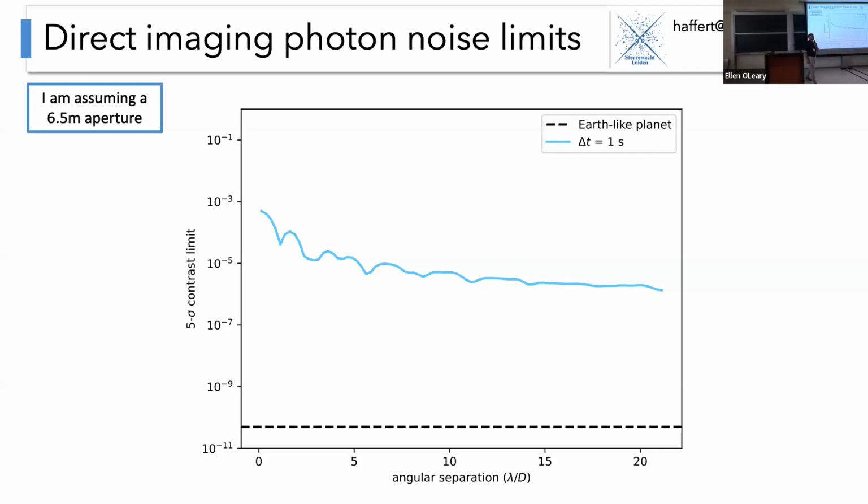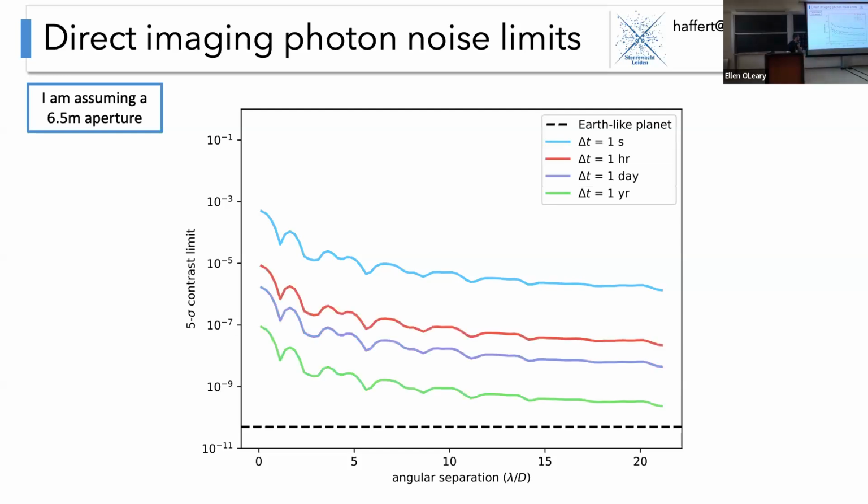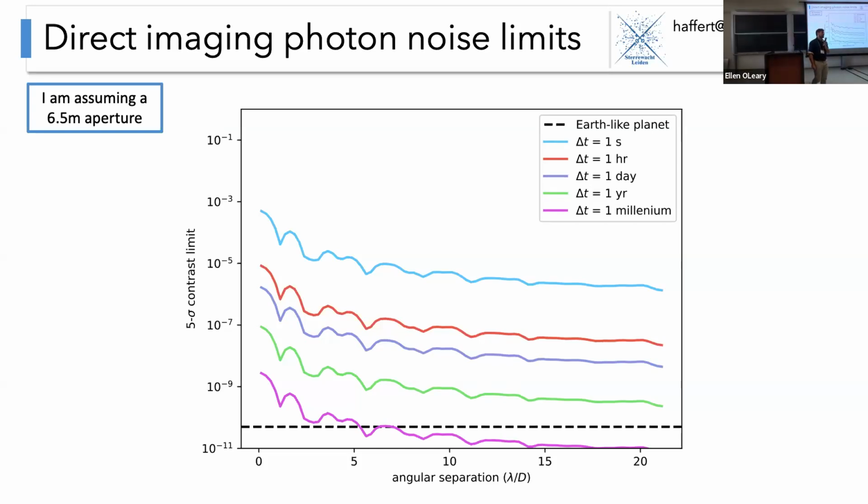What was the first one? 1,000 years. You are correct. It takes about a millennium to average out the photon flux to find a 10 to the minus 10 planet around a 0th magnitude star with a 6.5 meter aperture.